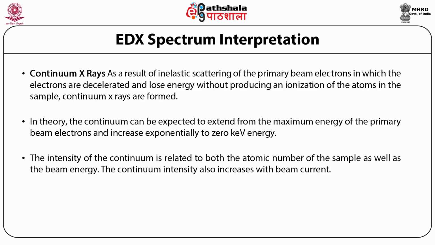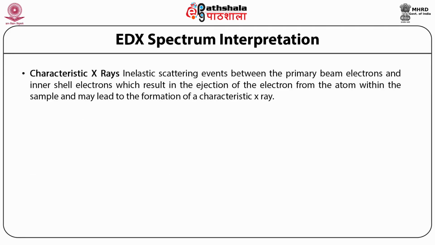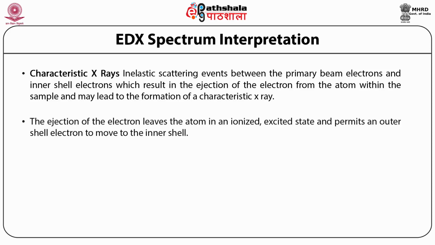The continuum intensity also increases with beam current. The characteristic X-rays: inelastic scattering events between primary beam electrons and inner shell electrons result in the ejection of the electron from the atom within the sample and may lead to the formation of a characteristic X-ray. The ejection of the electron leaves the atom in an ionized, excited state and permits an outer shell electron to move to the inner shell.